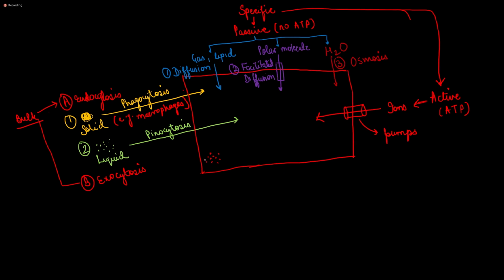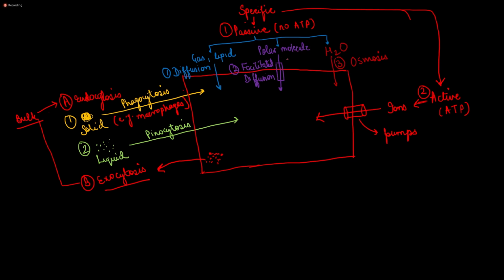And if the cell secretes something out, suppose this is a material, then this process is known as exocytosis. Now, if you talk about specific transport, it is of two types. The first one was passive transport and the second one is active transport. In the case of passive transport, no ATP is required and it is of three types. If it is a gas or lipid molecule, it passes through diffusion.